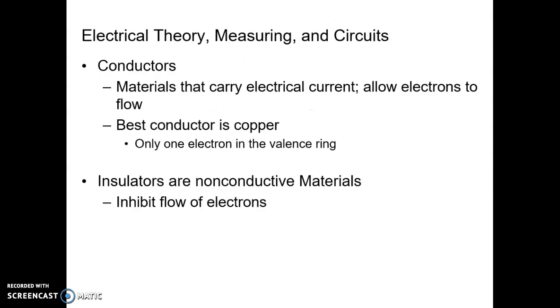When we talk about electricity and flow of electricity, there are two things to consider. Conductors are materials that carry electric current. This allows electrons to flow freely. One of the best conductors is copper. Such things as copper and silver are very good conductors. Insulators are non-conductive materials. These inhibit the flow of electrons. Rubber, wood, these types of things do not let electrons flow.